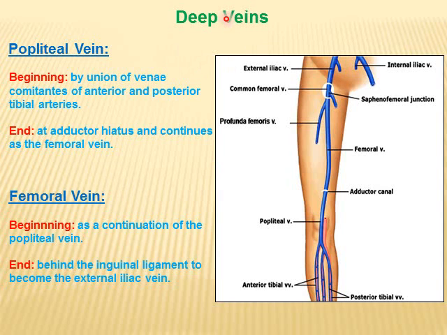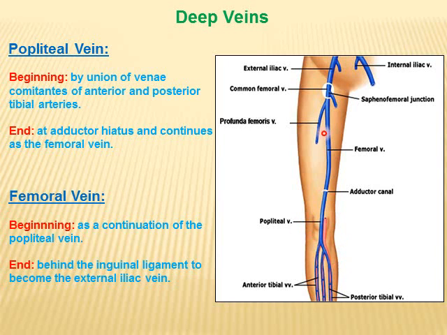Now we'll talk about the deep veins of the lower limb, which include the popliteal vein and femoral vein. The popliteal vein begins by the union of the vena comitans of the anterior and posterior tibial arteries and terminates at the adductor hiatus to continue as the femoral vein. It receives the small saphenous vein and 5 genicular veins which correspond to the arteries.